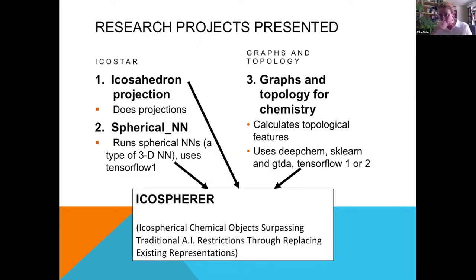Okay, so the projects I'm going to present today are ICOSTAR, which I've talked about before, which is a method of inputting rotationally invariant descriptions of molecules and some topological features, and I'm combining that into this thing called ICOSPHERER. And the aim here is to build a suite of modules that would be useful for these sorts of problems that you could use together.